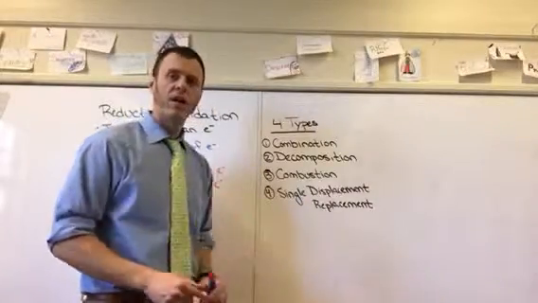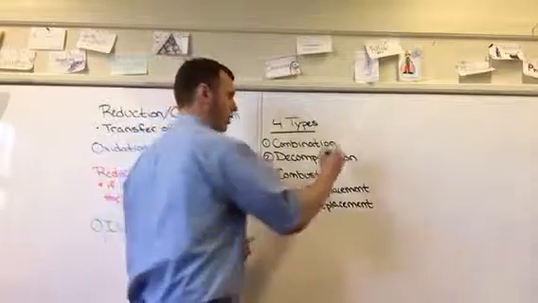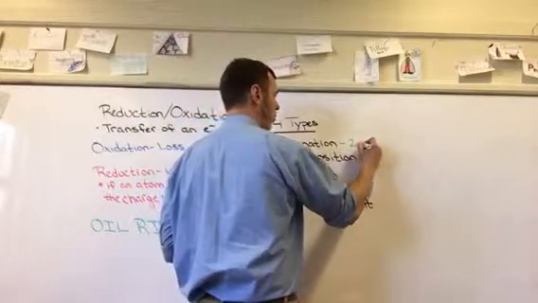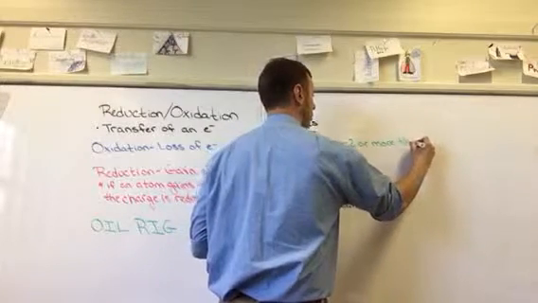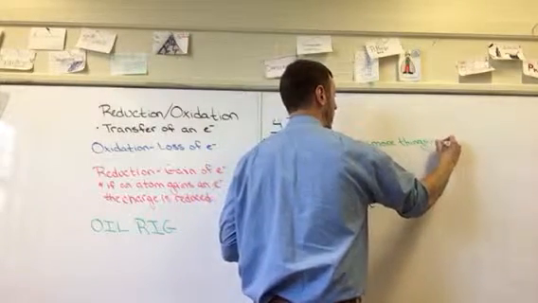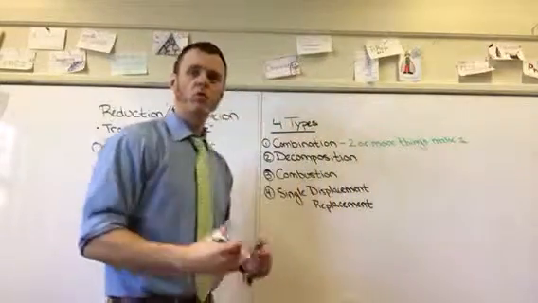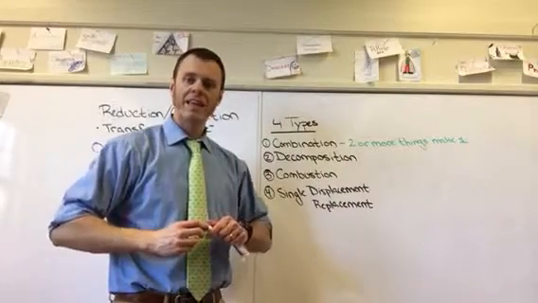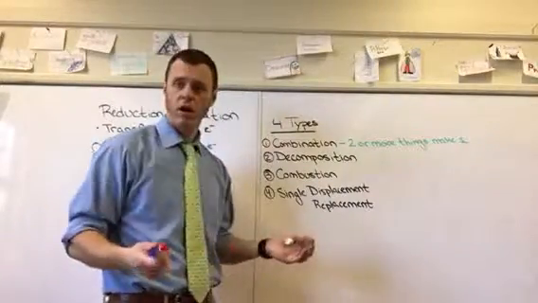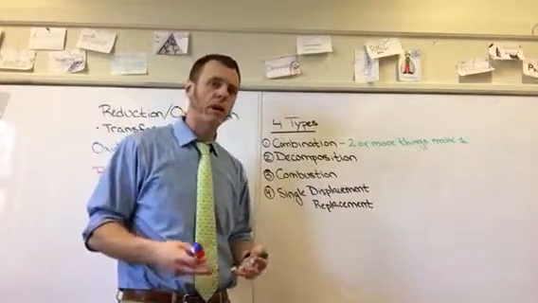So, what does it mean to combine things? If we have a combination reaction, what we get are 2 or more things making 1. So we have 2 or more compounds or substances getting together and forming 1, all right? That's what a combination is. If you combine 2 things, you take 2 things, put them together, and make 1.